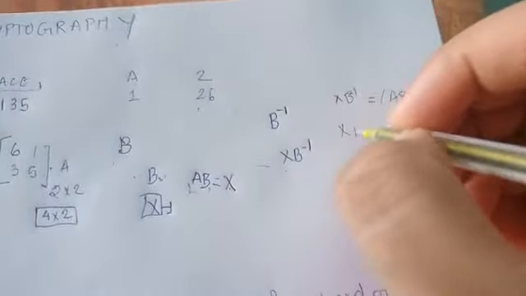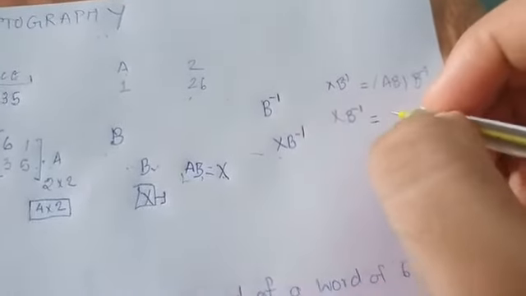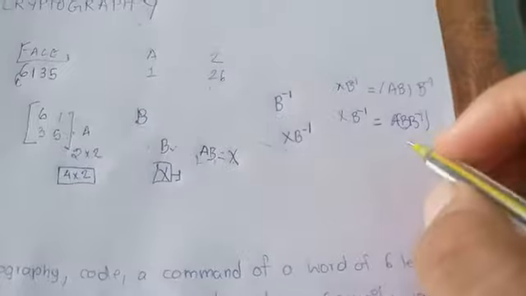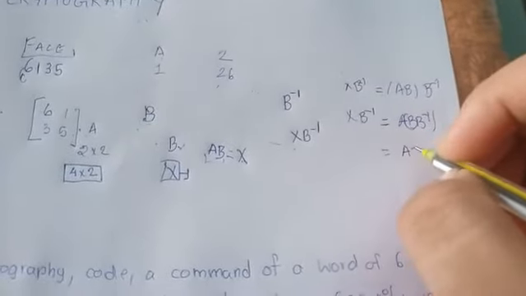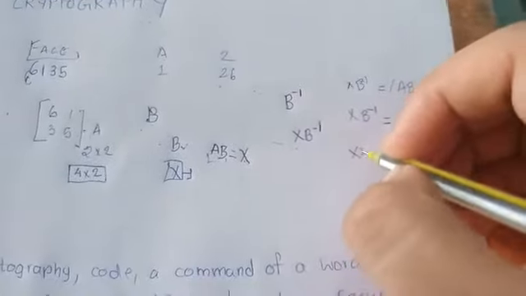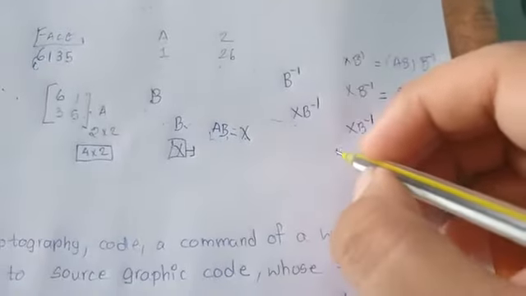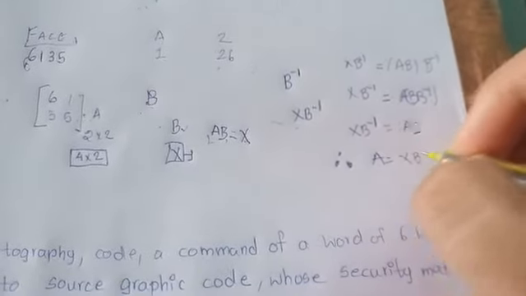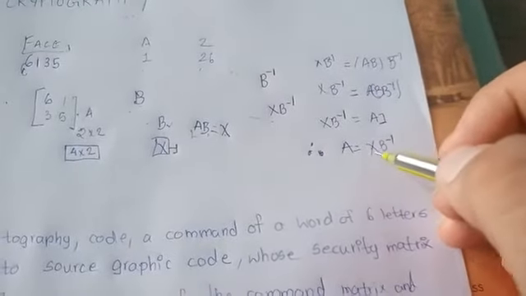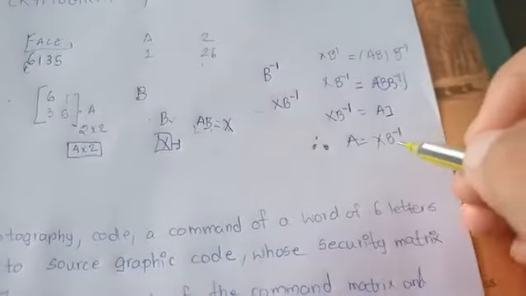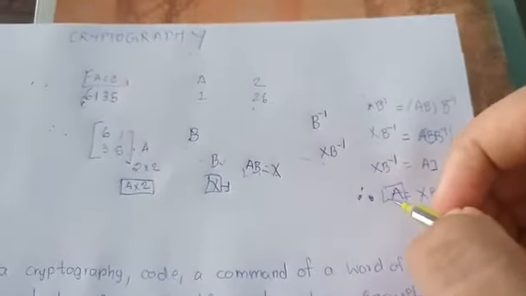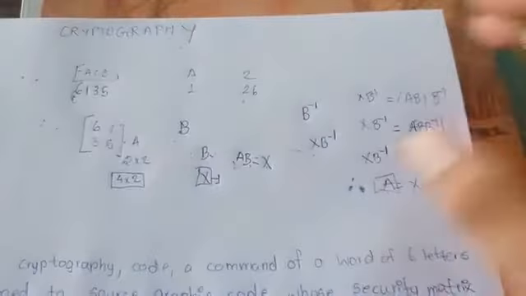Now again it becomes X B inverse equals A B B inverse. Now we know that the multiplication of a matrix with its inverse is always an identity matrix I. So it becomes AI and the LHS remains X into B inverse. So the A matrix becomes X into B inverse. And when we multiply these two matrices, the transmission matrix and the decrypting key, we again get the same matrix A, the command matrix, which we have earlier given to the access file or code.